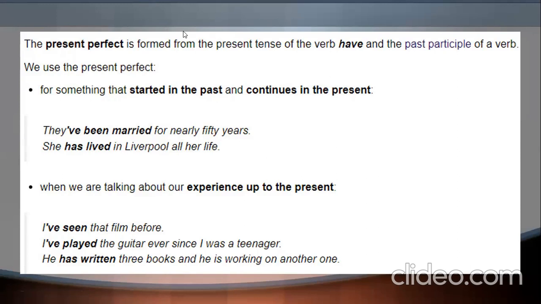Thank you. Okay. The present perfect is formed from the present tense of the verb have and the past participle of a verb. We use the present perfect for something that starts in the past and continues in the present. They've been married for nearly 50 years. She has lived in Liverpool all her life. Okay, thank you. So here in the sentence, where is the past and where is the present? Or what is the important event in the present?